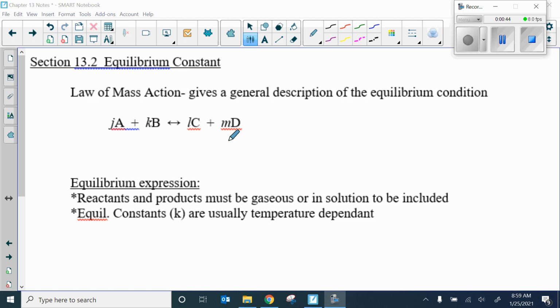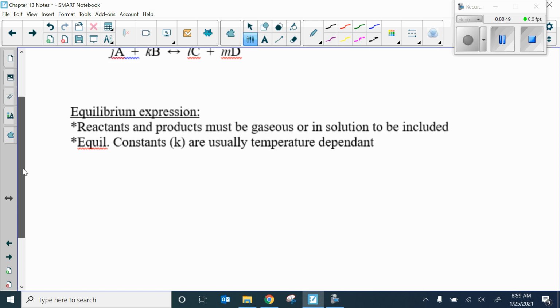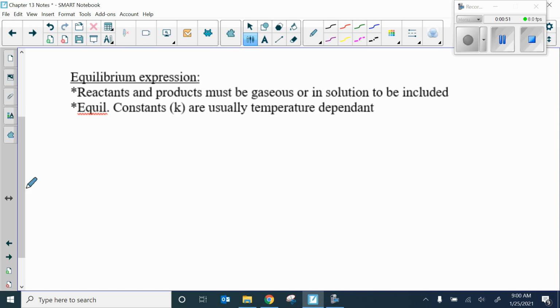Our equilibrium expression, this is a very important point, is that the reactants and the products must be gaseous or in a solution to be included. I think I just mentioned that they have to be able to act randomly. Well, solids and liquids at the surface can't act randomly, so we are not going to put them in our equilibrium expression. And they are temperature dependent.